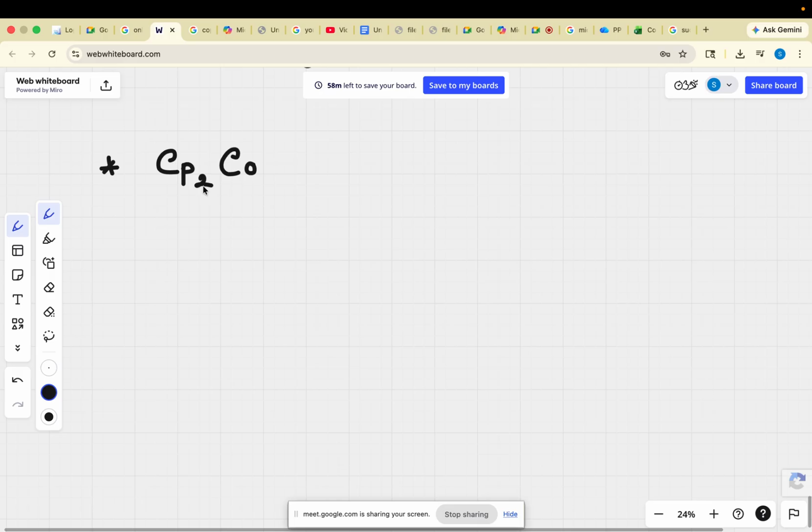So Cp2Co means what? Cp means what? Cyclopentadienyl, right? Okay. This is the molecule they have given you.